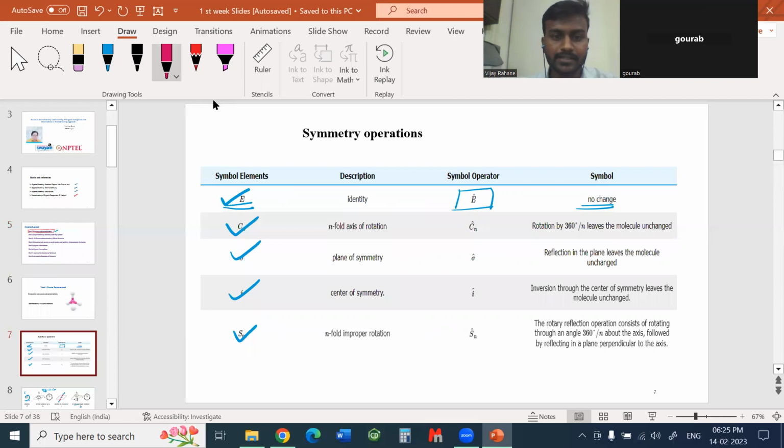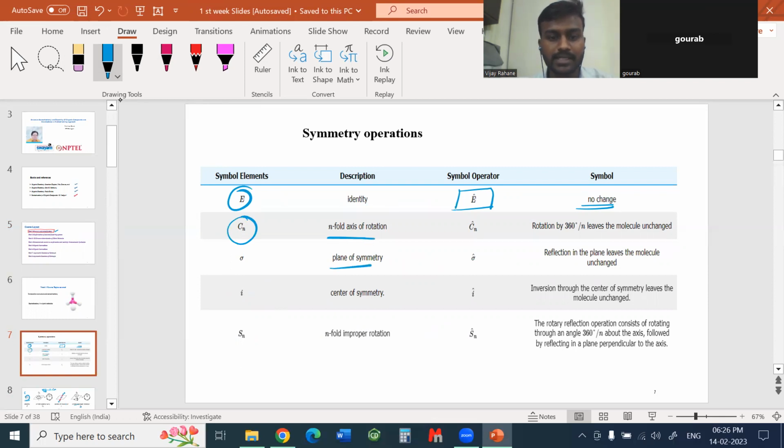symmetry elements like identity, Cn axis. I'll just review this one once. Like a symmetry operation, like identity operation. Cn, which refers to the n-fold axis of symmetry. Sigma is the plane of symmetry, and center of inversion as well as the n-fold rotation, right?